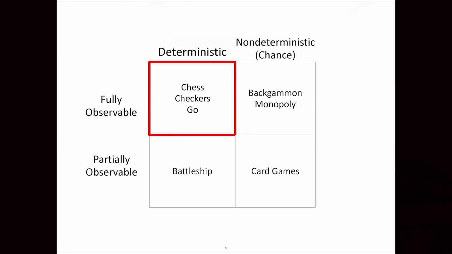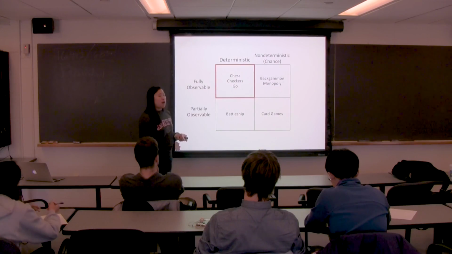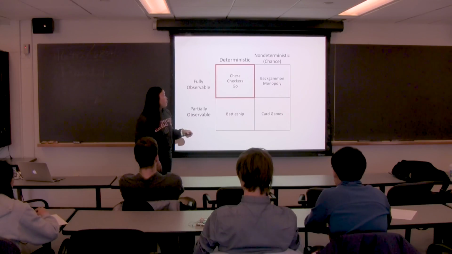So these are the types of games we have. You have this chart where there are fully observable games, partially observable games, deterministic games, and games with chance. Today, the games that we care about are the games that are fully observable and deterministic. These games include chess, checkers, and Go. And we'll also be talking about another example with tic-tac-toe.